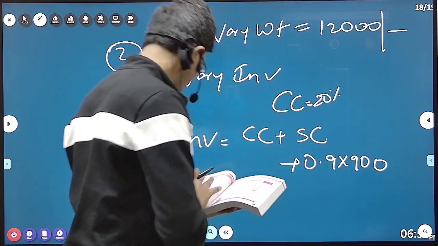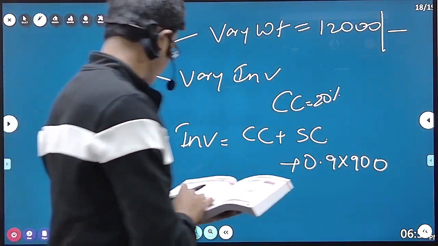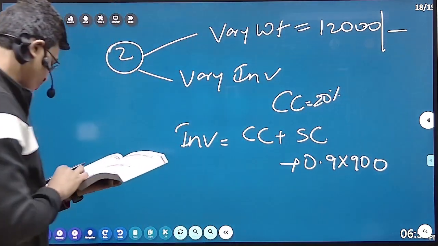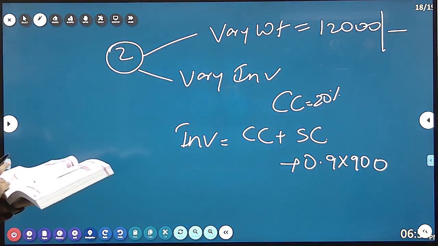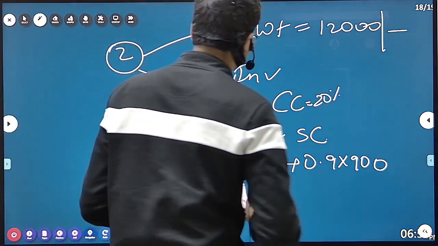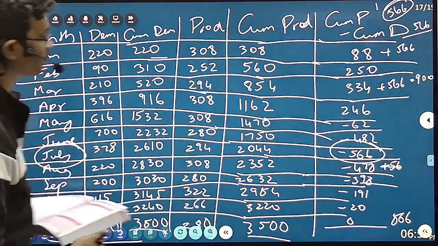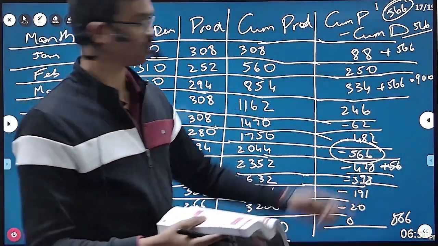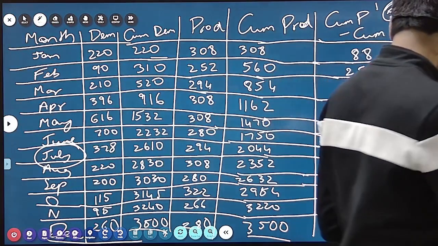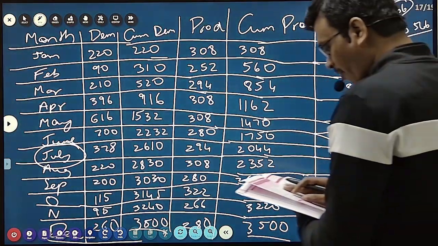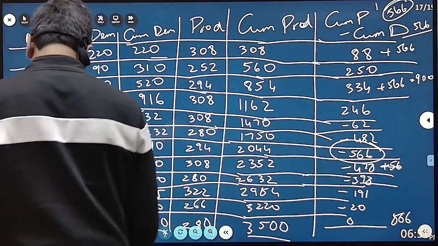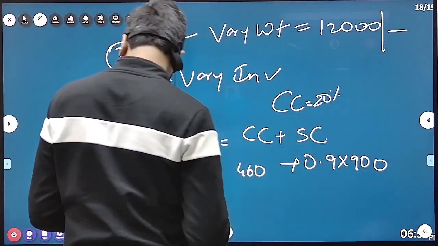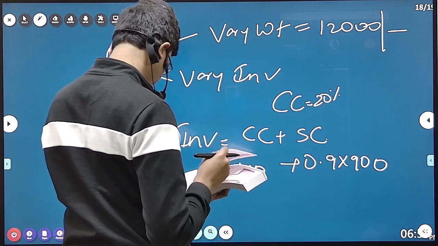Okay, this is your storage cost, right? And the carrying cost is the average value of the inventory. So here you will have to calculate the average value of the inventory. Okay, the average value of the inventory, and then you would get 460. You might check his math. Okay, he says 460, and that is 20% of your production cost, right, which he has given.